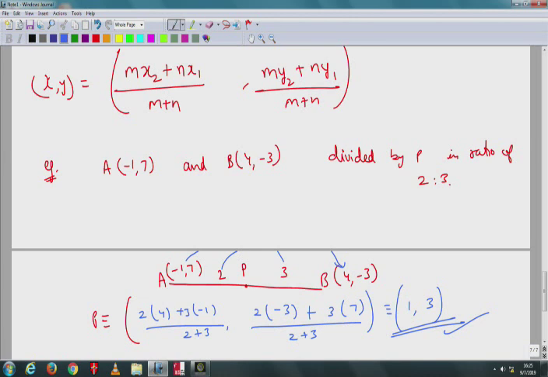Is this question clear? How to find the point which is dividing the given points in the ratio? When the ratio is given and two points are given, we have to find the coordinates of that point.